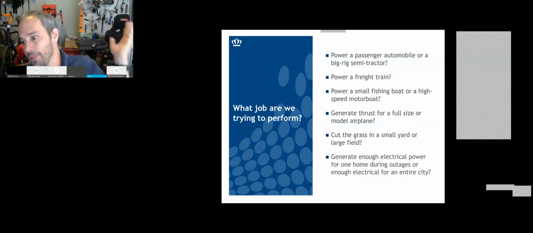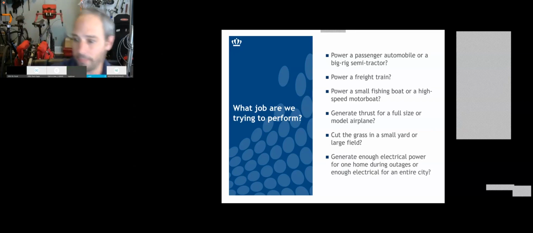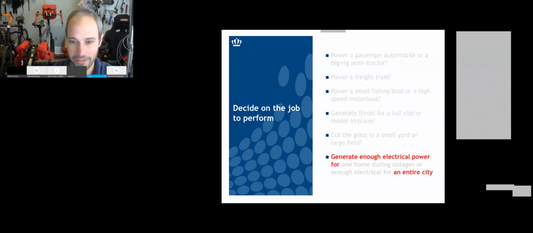Now, if this was a class, we might talk about, well, let's just pick one of these and delve deeper into it. But because I'm presenting to you and it's not quite like that, I'm going to answer that question for you. We're going to generate enough electrical power for an entire city. So I made that easy. So that's what we're going to do. So let's look now at what we're going to do with that.